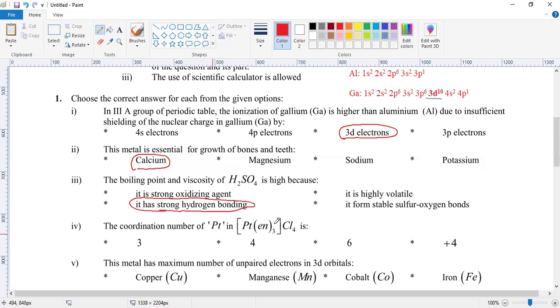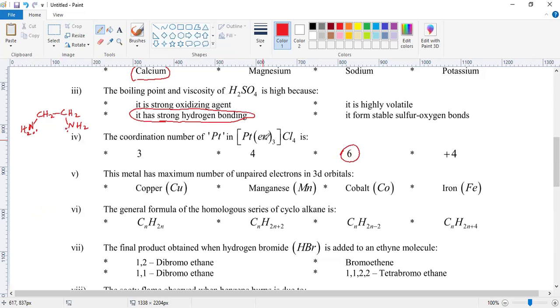Okay, the coordination number of platinum in Pt(en)3 Cl4 is? If we want to determine the coordination number, we should know what this ligand is. En stands for ethylene diamine, and the structure of ethylene diamine is this. It has two amine groups, which are electron donating, so they can donate electron pairs. As there are three ethylene diamine, they can form 6 coordinate bonds with the platinum. So this is an octahedral complex, and in an octahedral complex the coordination number is 6. Or you can directly multiply 3 by 2, which is 6.